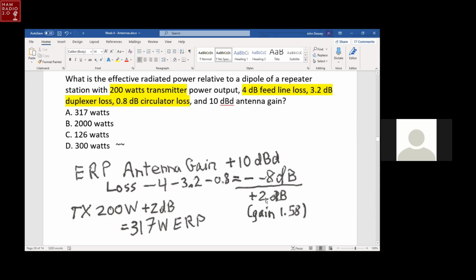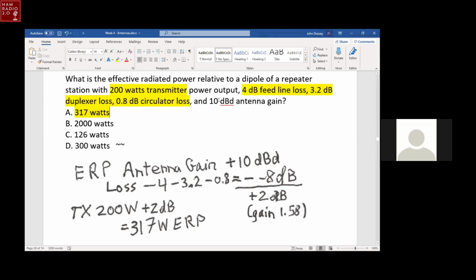So the factor for 2 dB is 1.58. So you multiply the 200 watts, add 2 dB of net gain from the antenna minus the losses, and you get 317. It's just barely over 50%. If it was 50% extra power in the ERP, the gain factor would be 1.5, but it's 1.58. So you get 317 watts ERP relative to a dipole.